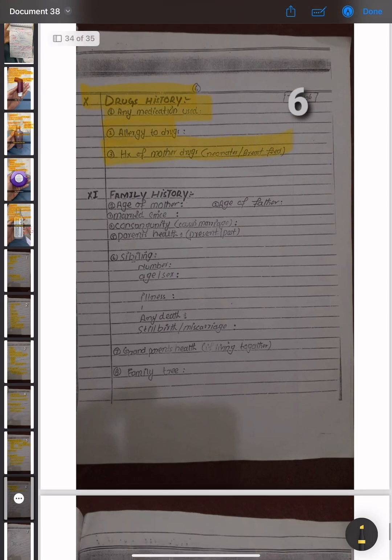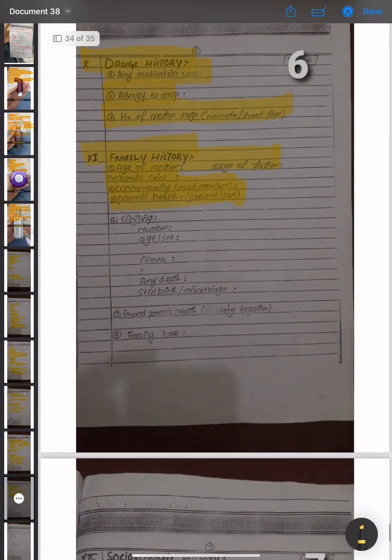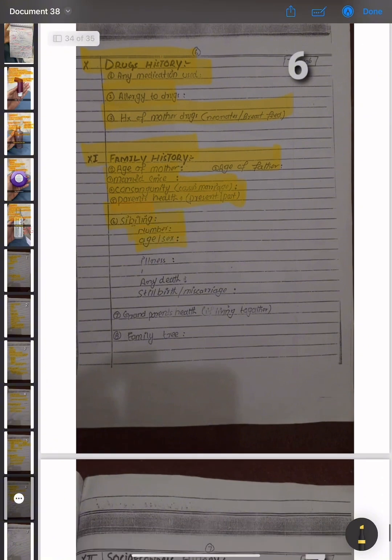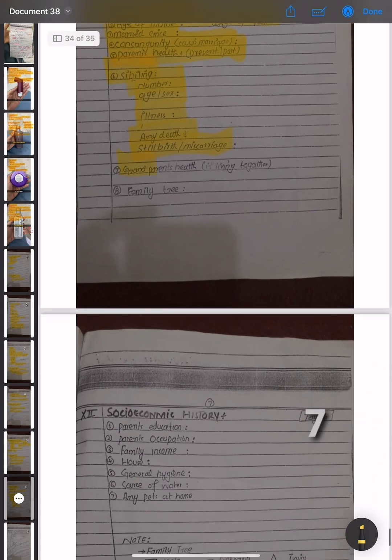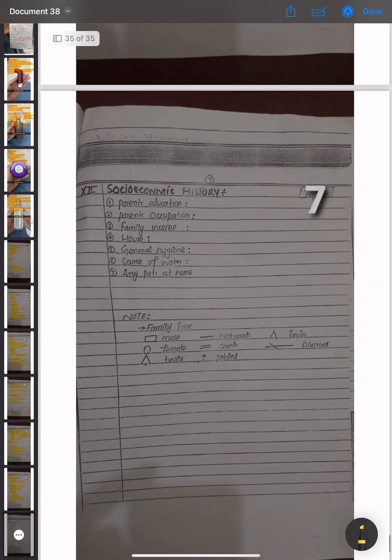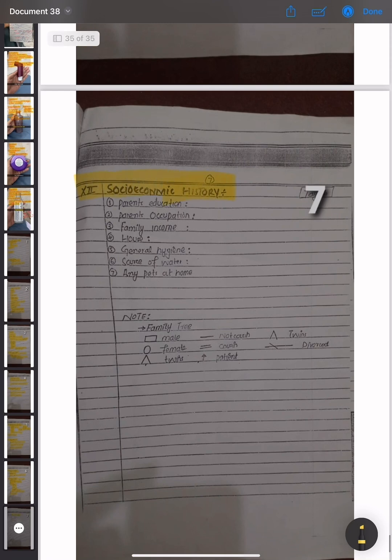Then we will ask about the family history, age of mother, age of father, married since, and cousin marriage, parents' health, present or past. Then about the siblings, the number, the age, and the sex. Then the illness, any death or stillbirth or miscarriage. Then the grandparents, if living together in the family tree. In the end, we will ask about the socio-economic history, that is parents' education, parents' occupation, family income, house, general hygiene, source of water, and any pets at home.